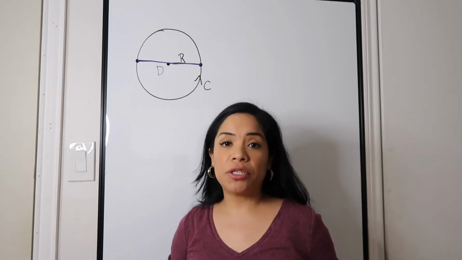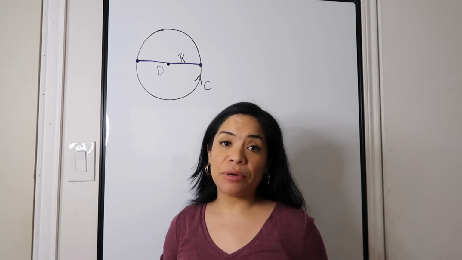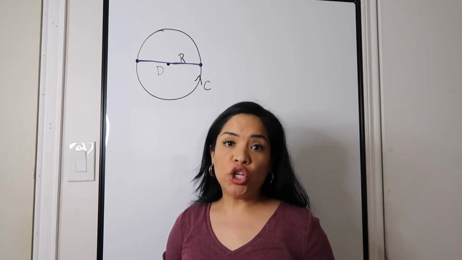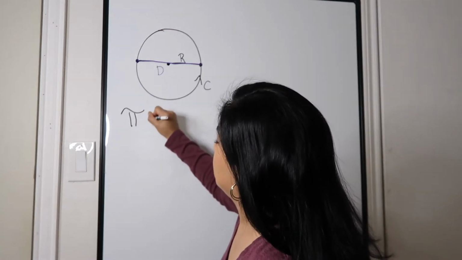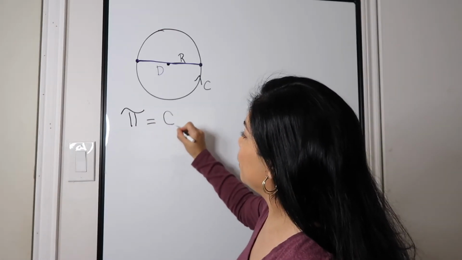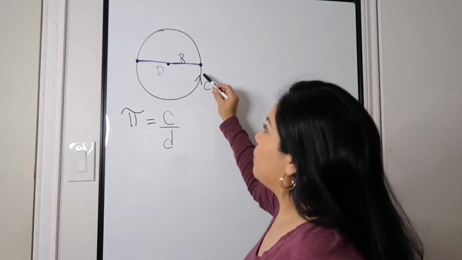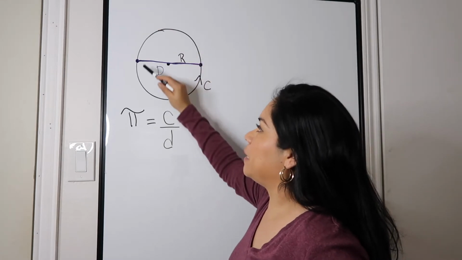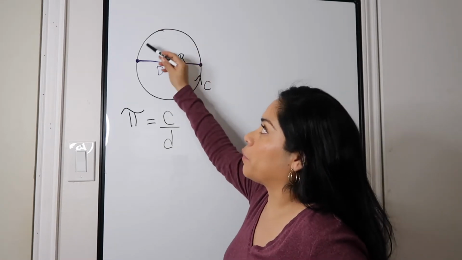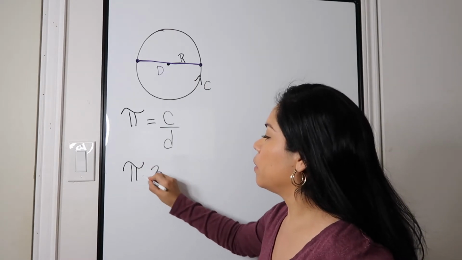There is a relationship between the diameter and the circumference of the circle, and that relationship is pi. So pi is the relationship of the circumference over the diameter. It takes 3 diameters and a little bit more to go around any circle, meaning the circumference. For pi we use 3.14.